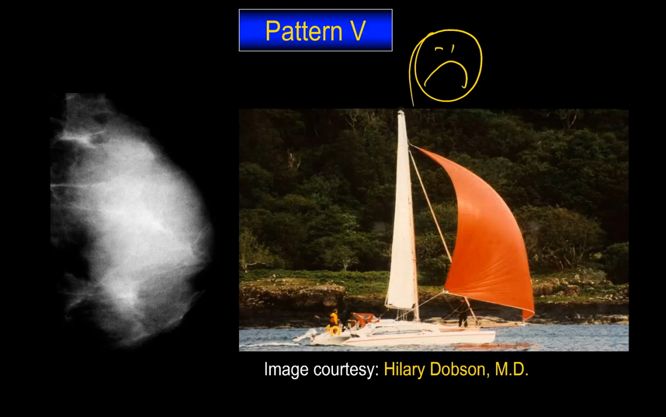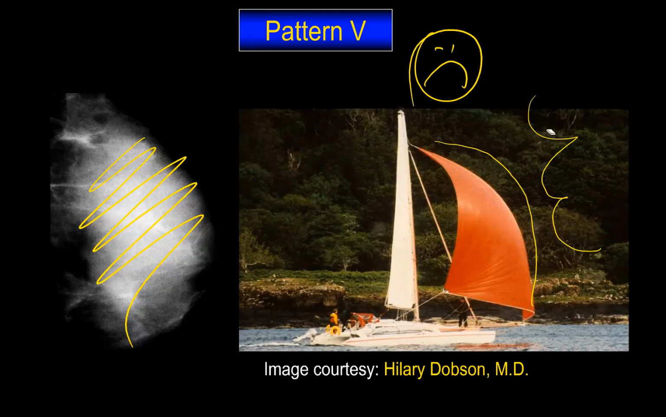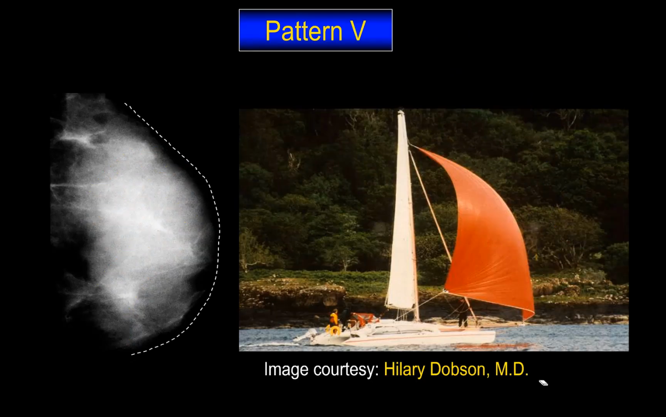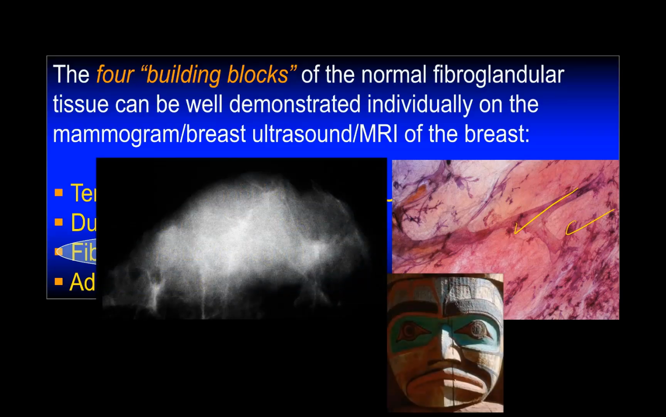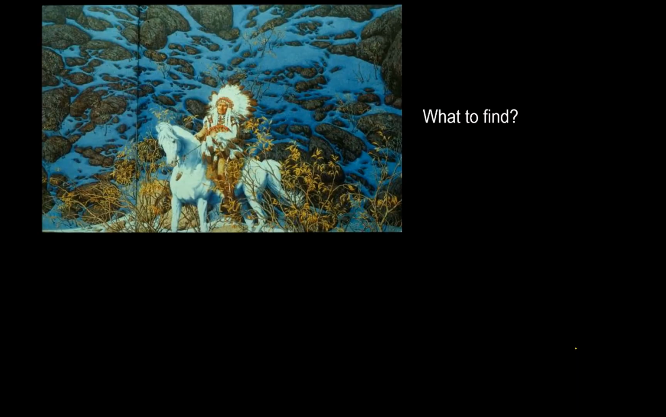Pattern 5. I see nothing. I don't see the birds, I don't see the airplanes, because there is a thick layer of cloud. And if it's fibrosis, why isn't it concave? Because it's pattern 5. Excess amount of fibrous tissue that hides the TDLUs, hides the ducts, and there is no fat. We all look like this. Every third cancer, we miss it.